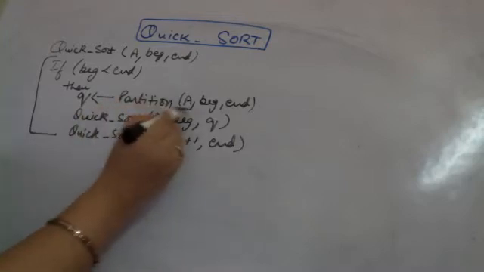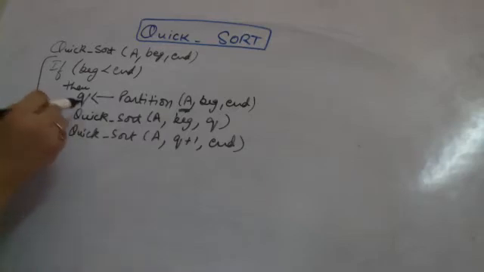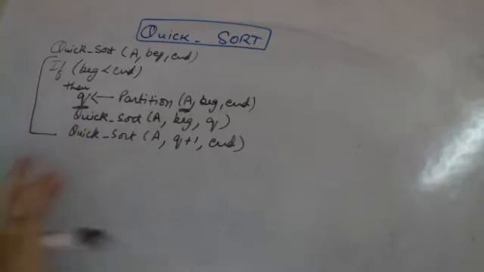A is the array on which sorting is to be done. A is the array on which we are sorting. The position of the pivot element is q. How to select it, I have not shown yet.